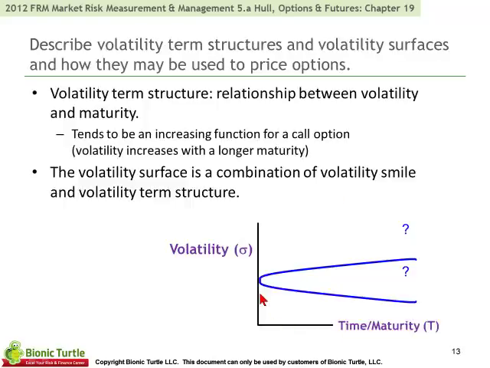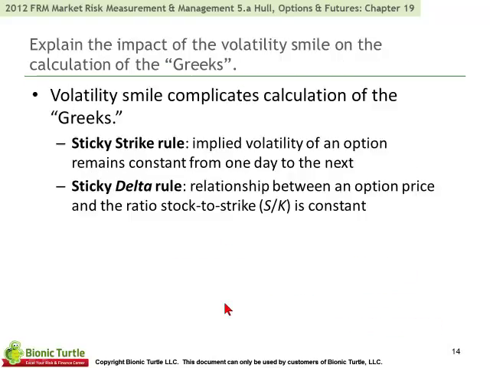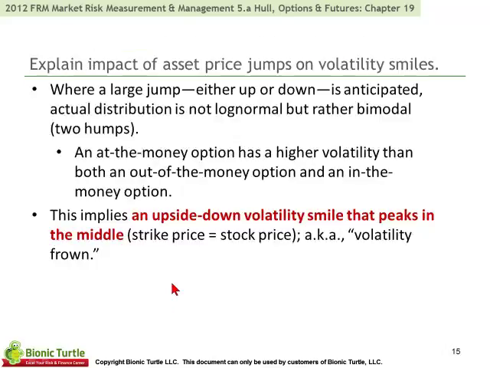We have, again, the volatility term structure, which can be combined with the volatility smile to create a volatility surface. And the fact that the Greeks complicate the volatility smile has actually been softened, almost removed from the latest chapter. This concept itself has extremely low testability. And then the impact of asset price jumps on volatility smiles.